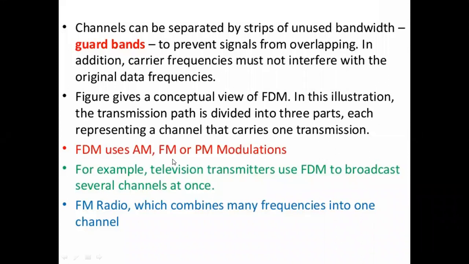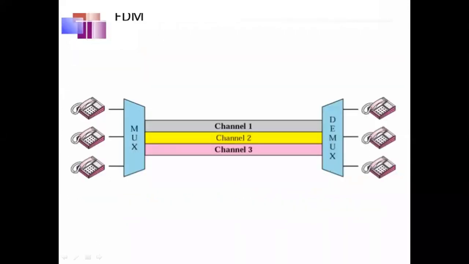Okay, so AM, FM, and PM are the different types of modulation methods, modulation techniques. Here is one of them, frequency division multiplexing. Here it is, the Mux, multiplexing. See that there is 1, 2, 3.